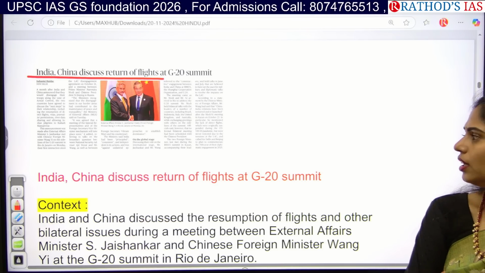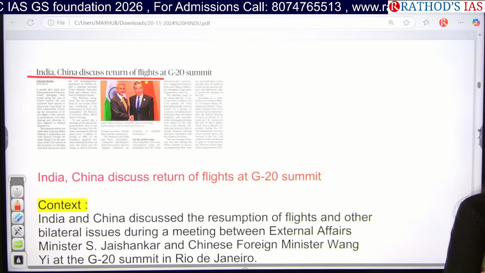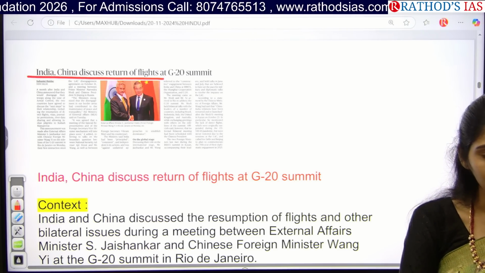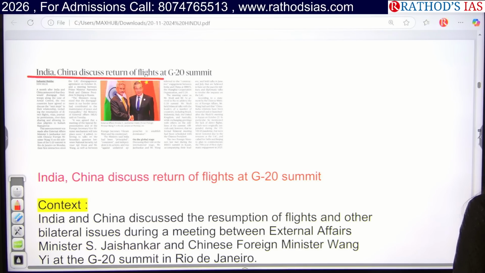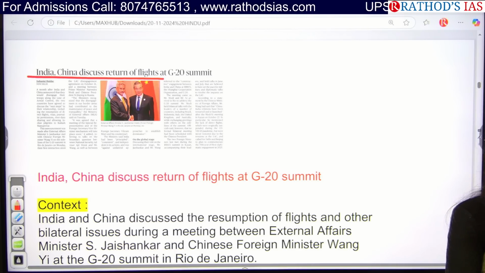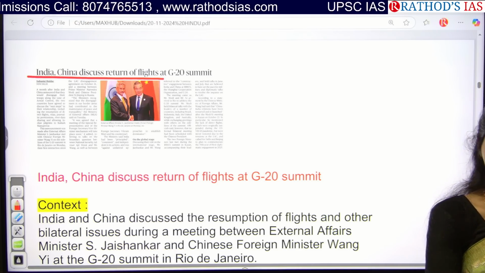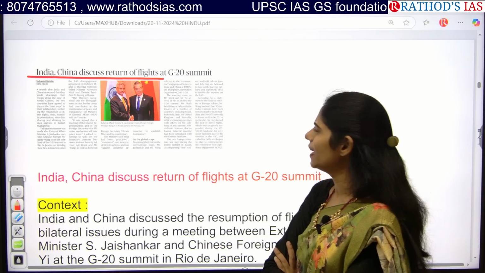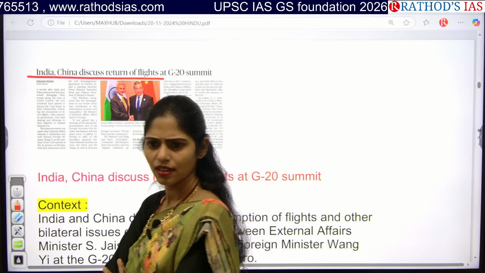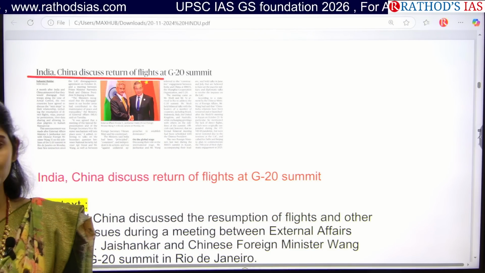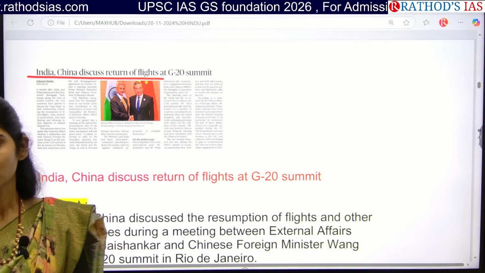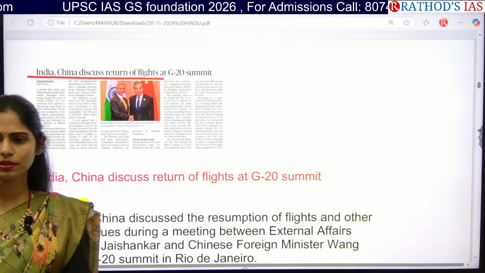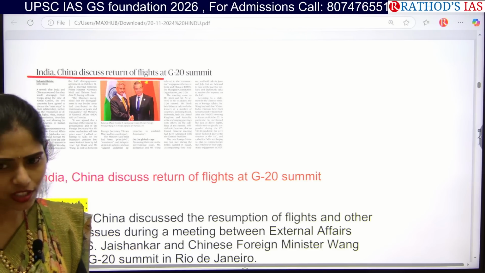Okay. So can you tell me the areas which are under conflict between India and China? Yes, Doklam, next. Depsang Plains, Demchok Valley region and patrolling points across LAC. Okay, so what is this article? India and China discuss return of flights. What happened to these flights between India and China? They are saying return of flights. That means the flight services had been stalled between India and China because of this issue.